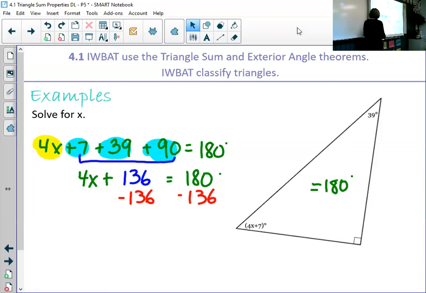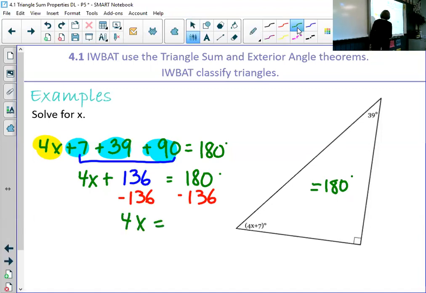All right, so we're going to subtract 136 from both sides, and that would give me 44.